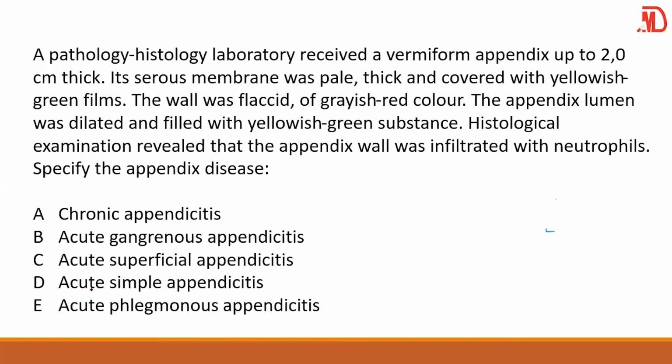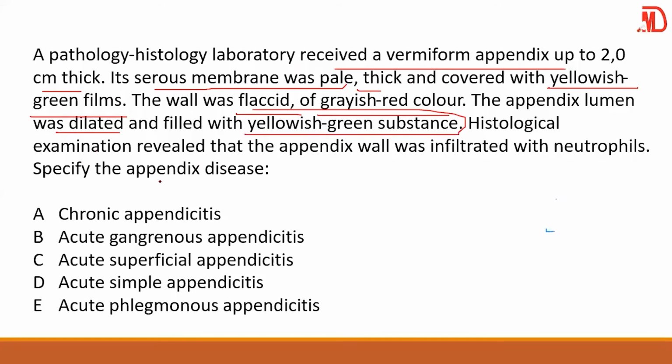Again, we have done this, but it is in a different way. They said a pathology, histology laboratory received a vermiform appendix up to 2 centimeters thick. Its serous membrane was pale, thick, and covered with yellowish green films. Wall is flaccid, grayish red color. Appendix lumen was dilated and filled with yellowish green substance. Histologically, look at it. They revealed the appendix was infiltrated with neutrophils. Specify the appendix disease.